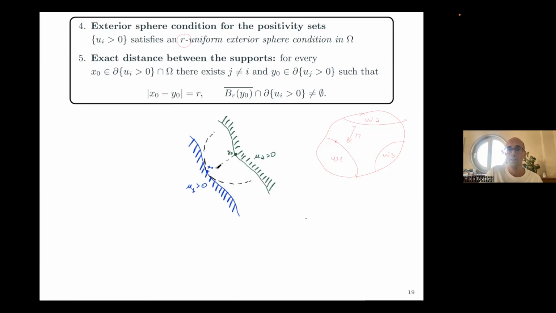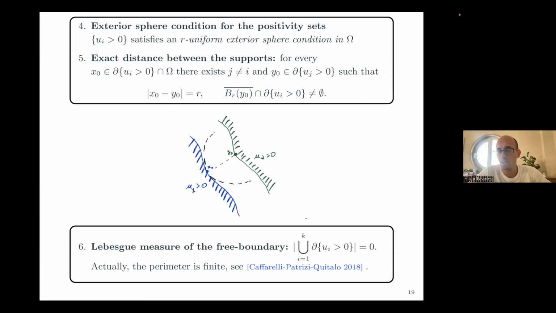Moreover, clearly in the problem I put distance greater than or equal to R. For minimizers, given a set of the partition, there will be one, by minimality, at distance exactly R. And in fact, one of the possible exterior balls will be centered in another set of the partition. Okay, so this is the content of all this.